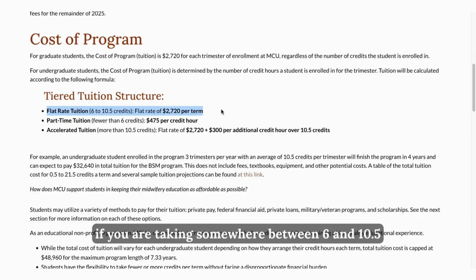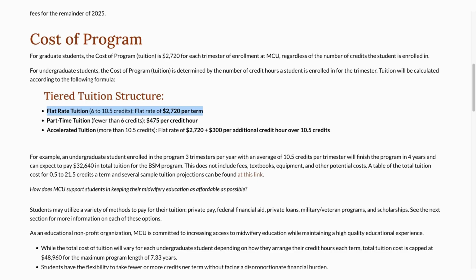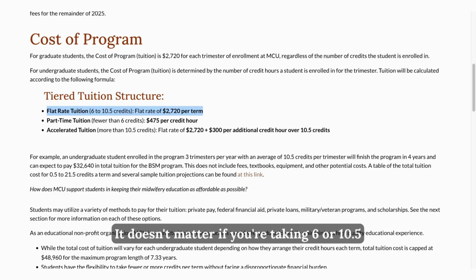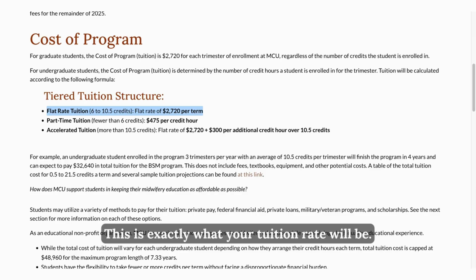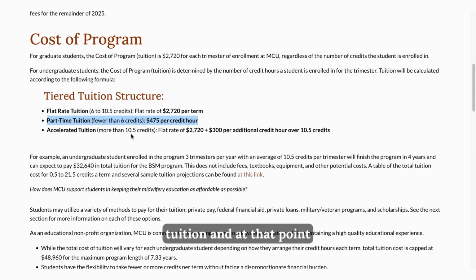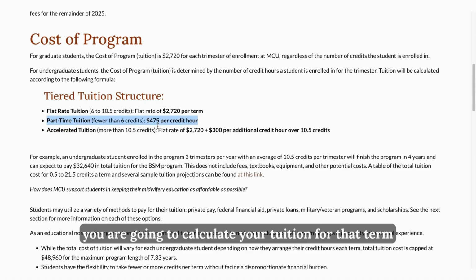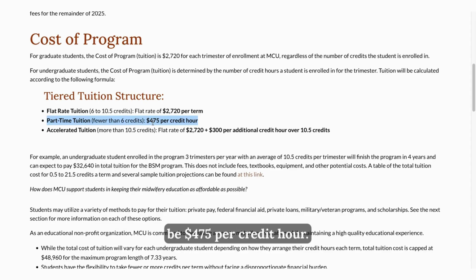And if you are taking somewhere between 6 and 10.5 credits, you're going to be charged $2,720 per term. Doesn't matter if you're taking 6 or 10.5 or something in between, this is exactly what your tuition rate will be. If, however, you are taking less than 6 credits, then you fall into the part-time tuition. And at that point, you are going to calculate your tuition for that term based on the number of credits you are taking, and it will be $475 per credit hour.